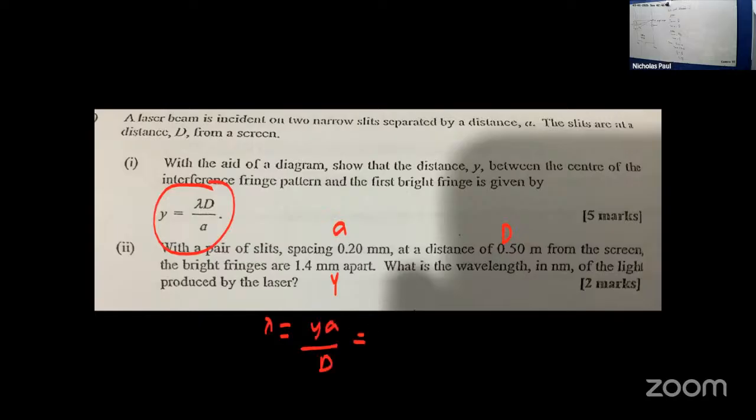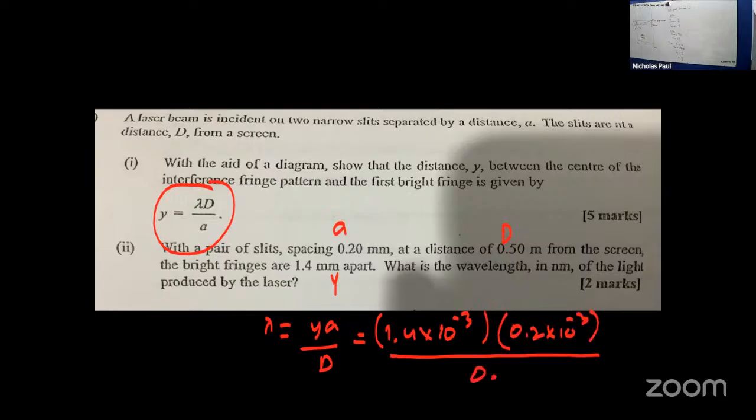Y is 1.4 by 10 to the minus 3. Yeah, A is 0.2 by 10 to the minus 3. And D is 0.5. Right? And what did you all get for lambda there? 5.6. 5.6 by 10 to the minus 8.